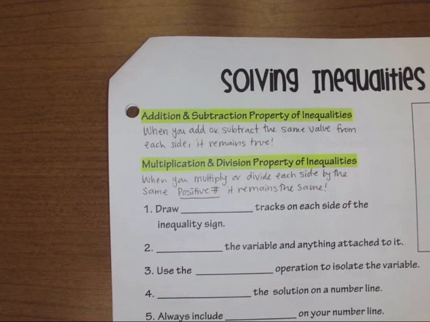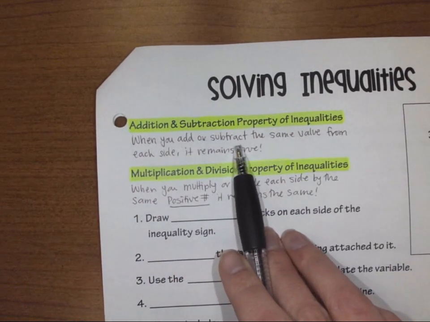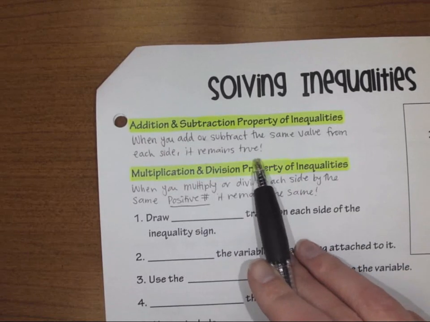So the first one is called the addition and subtraction property of inequalities. So remember, a property is like a math rule, and that's something that mathematicians came up with a long time ago when they tried it and they knew that it worked every time. So this first one says that whenever we add or subtract the same value from each side, it remains true.